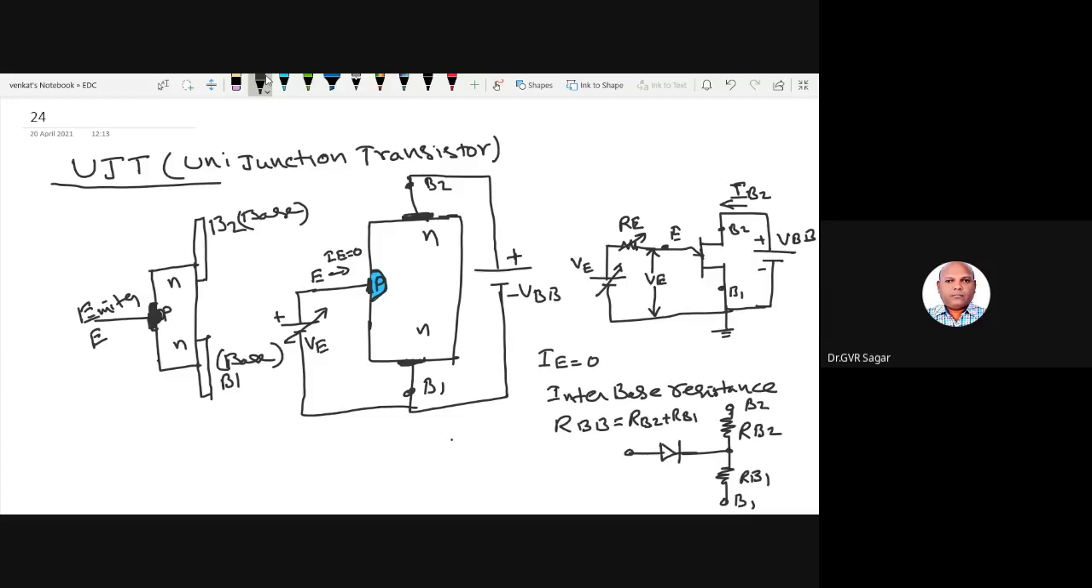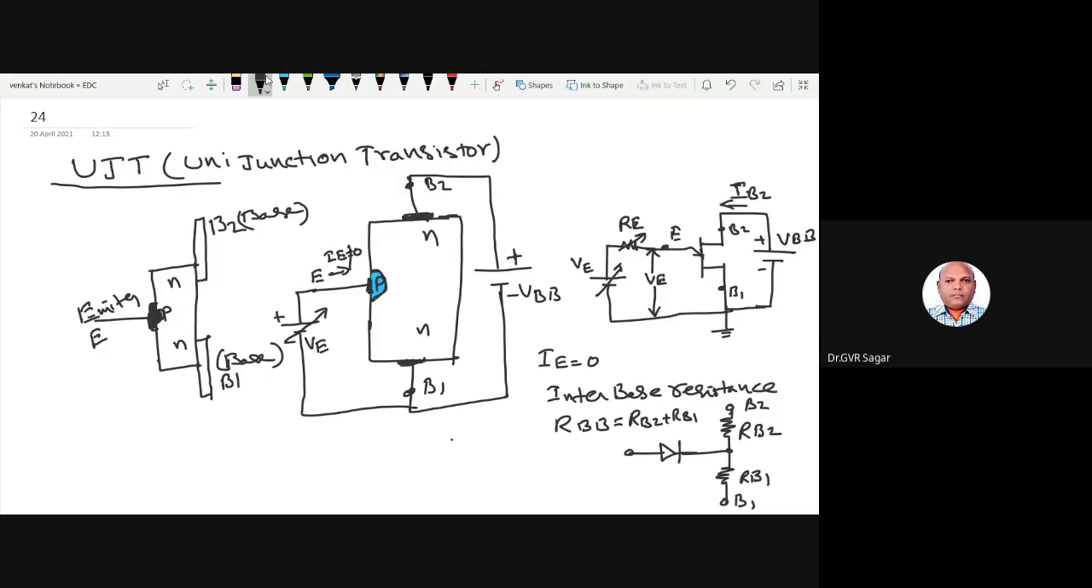When no current flows here, we have to assume that these two resistances are connected in series. So when they are in series, the total resistance is called the inter-base resistance, which is RBB equal to RB2 plus RB1. If I apply any current here, now I am applying voltage here. This is not equal to 0.